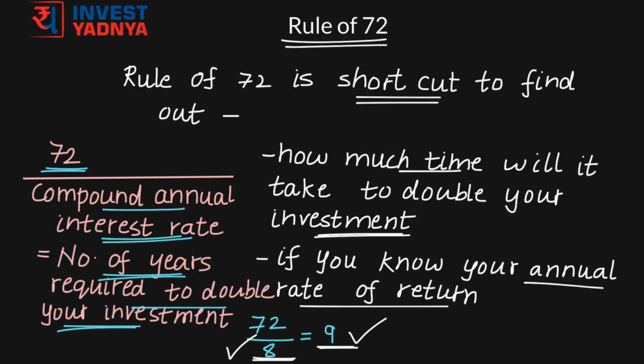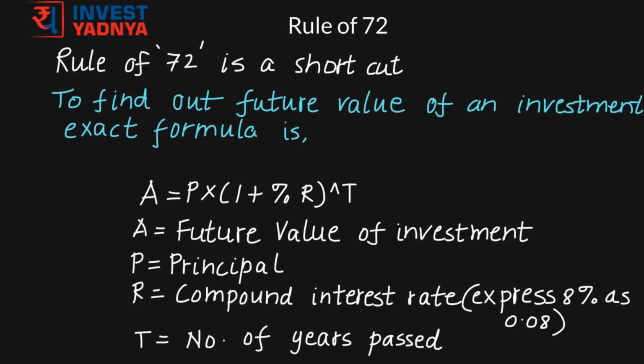The point here to note is that I divide 72 by the percentage figure. That is, the compound annual interest rate that I am getting is 8%. So I divide 72 by 8 and not by 0.08 to get the number of years it will take for my investment to double. Now the rule of 72, as we said, is a shortcut.